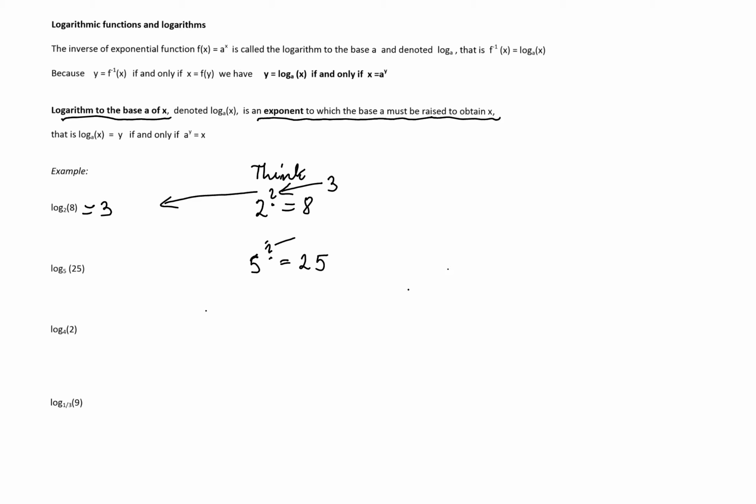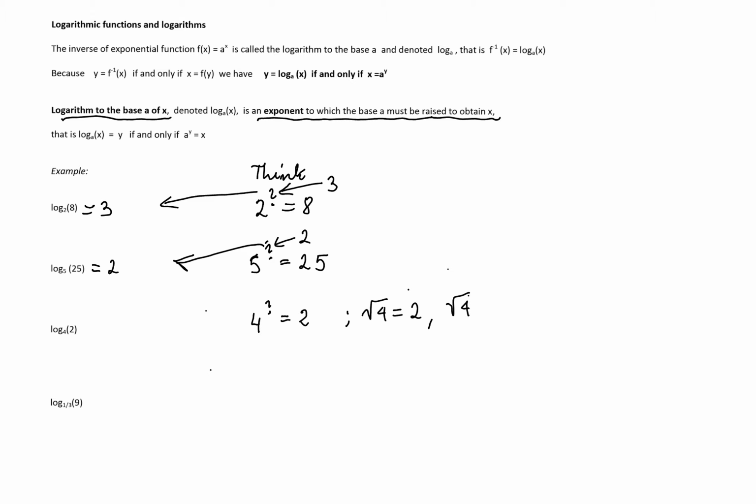Now the next one is logarithm to the base 5 of 25. Again, I'm going to think: to what exponent should I raise 5 to get 25? And again, the answer comes quickly. This is 2. 5 to the second power is 25. So if I know that exponent, then I know the logarithm. So logarithm to the base 5 of 25 is 2.